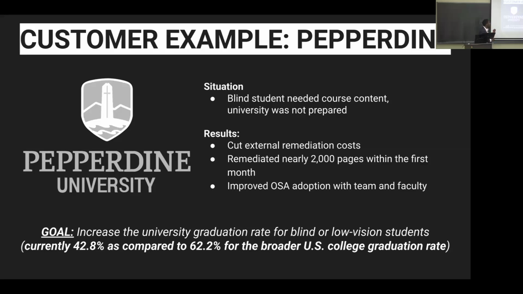We always try to tie every one of our customer goals to a broader industry goal. And at least with Pepperdine, that industry goal is, can we increase the graduation rate for blind or low vision students, right? Because I think right now the graduation rate is about 42% versus the US graduation rate of 62%. And our hypothesis is that's because people just don't have access to schoolwork. Like, how are you going to graduate if you can't actually read the documentation, right?